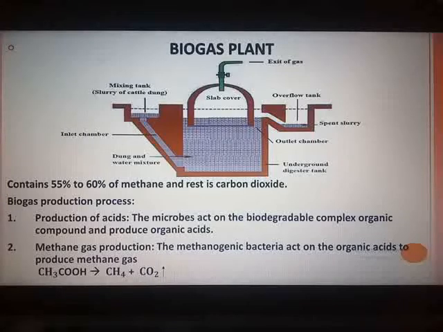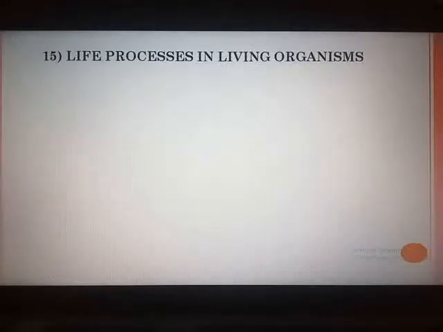With the revision of biogas plant, we complete the revision for chapter number 13, and with that we complete the revision for section A. So our first revision for the exam is over. Now we will start with the last chapter of section B, which is left out. Chapter number 15, Life Processes in Living Organisms.